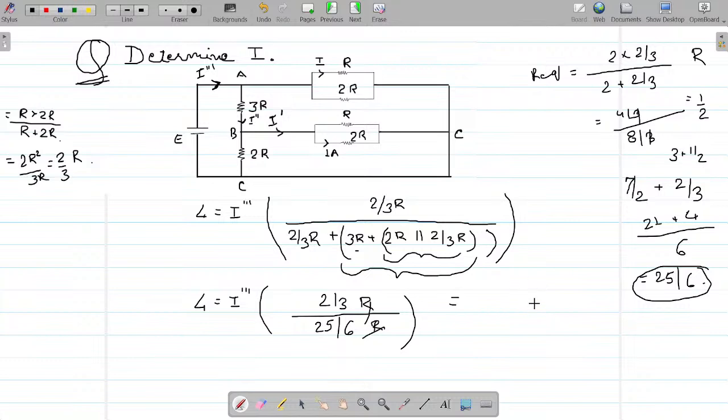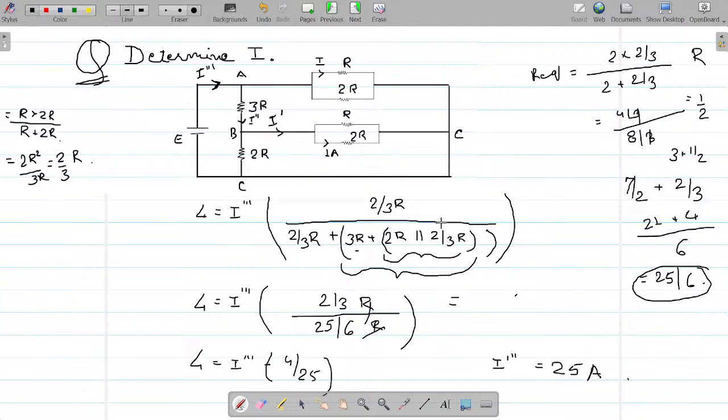What would this reduce to? This would become, I am writing it again, 4 is equals to what? I triple dash times 4 by 25, or I triple dash comes out to be what? 25 amperes. Right? Am I clear so far?